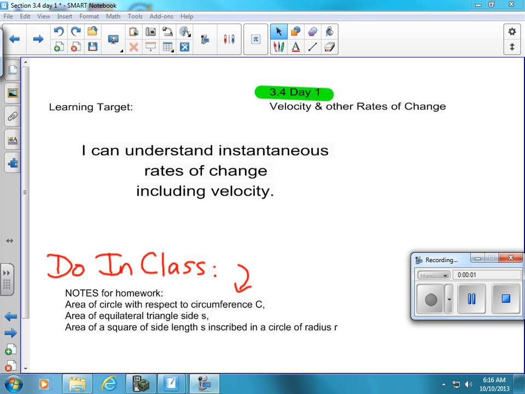Hello and welcome to lesson 3.4 day 1, velocity and other rates of change. This includes applications of the derivative. In class, remind me that we need to do these notes for the homework so that you know how to get the problems 1 to 4.